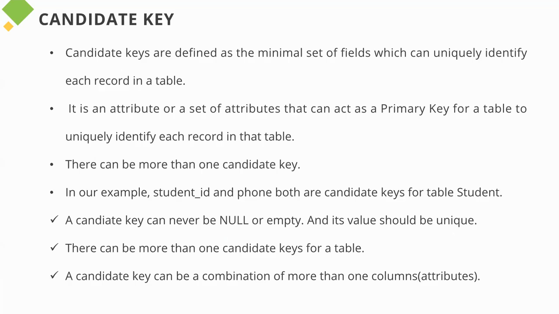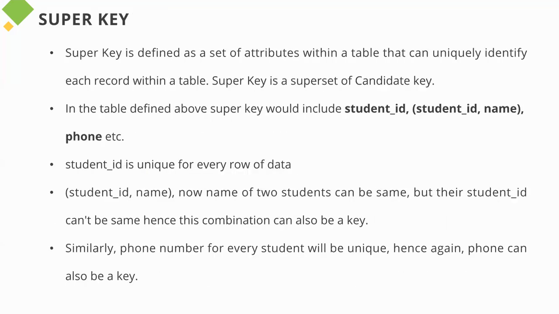We have to identify candidate keys in the table. Here, phone number is a candidate key and ID is also a candidate key. But we take the most important and useful one as the primary key. A candidate key can be a combination of more than one column; combinations together can also be a candidate key. So if you see here, student ID, name, phone are all candidate keys, and these all together are called a super key, right?